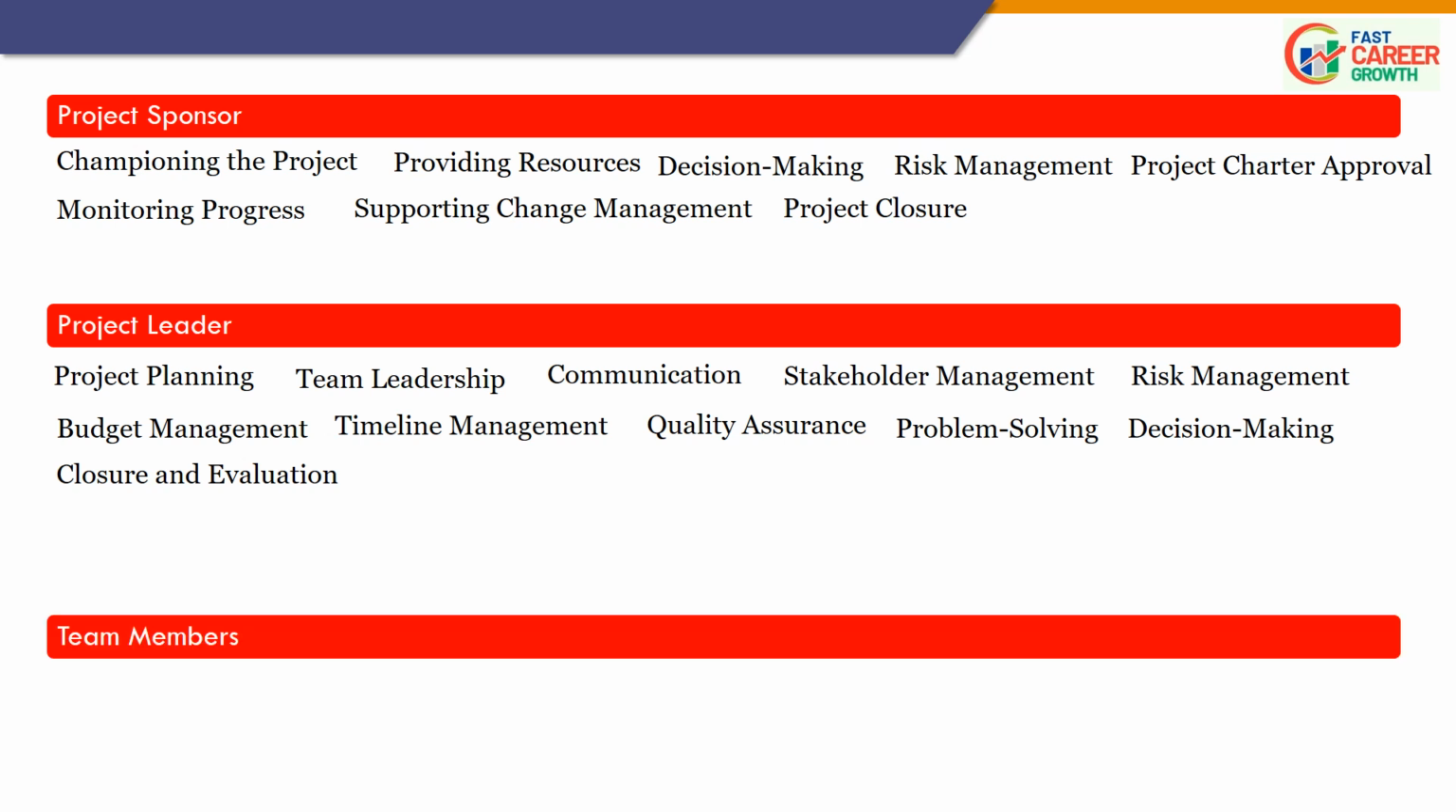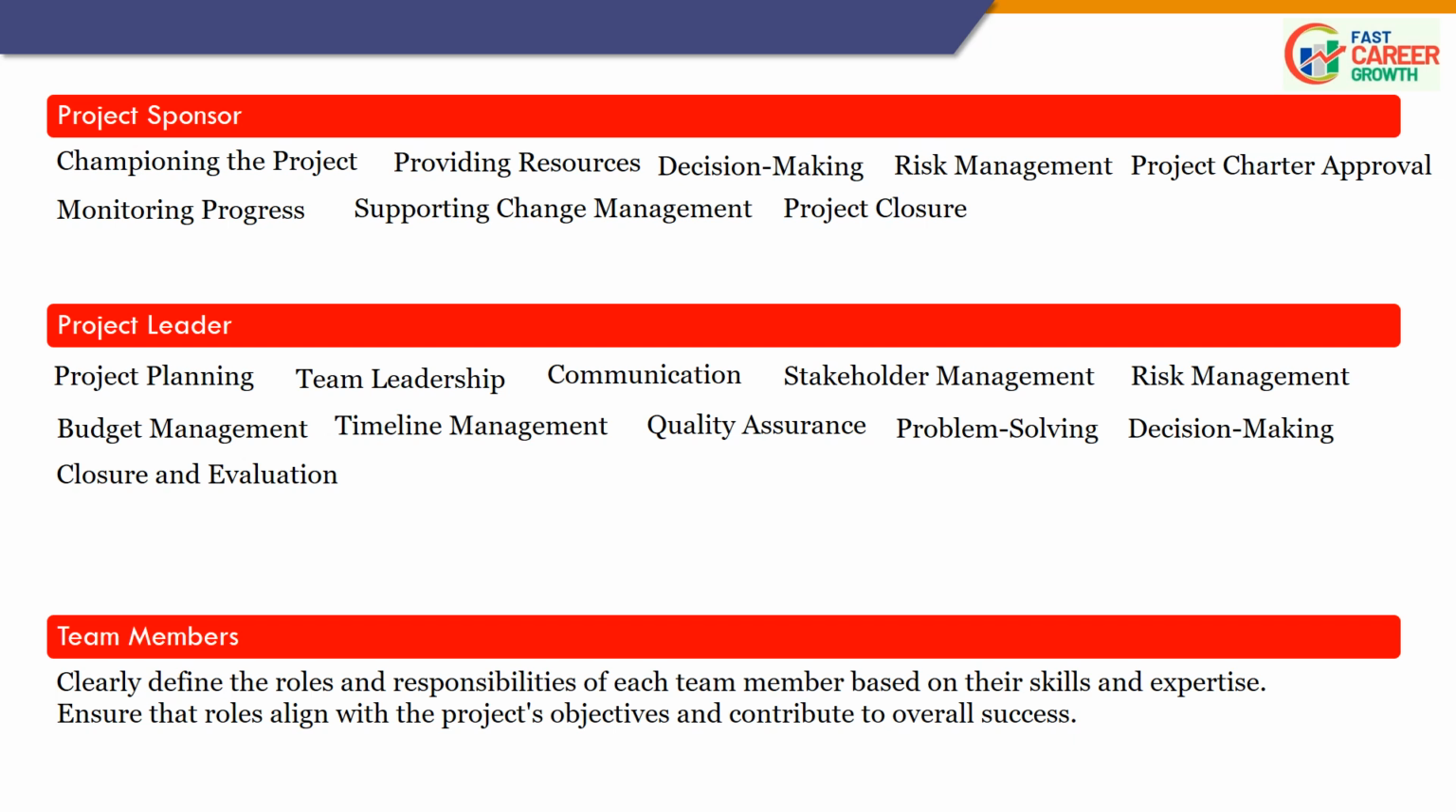Then, team member. Team members are individuals who collaborate on a project to achieve common goals and objectives. The success of a project often depends on the effectiveness of the team members and their ability to work together cohesively. Some key aspects related to team members. Roles and responsibilities. Role definition. Clearly define the roles and responsibilities of each team member based on their skills and expertise. Ensure that roles align with the project's objectives and contribute to overall success.